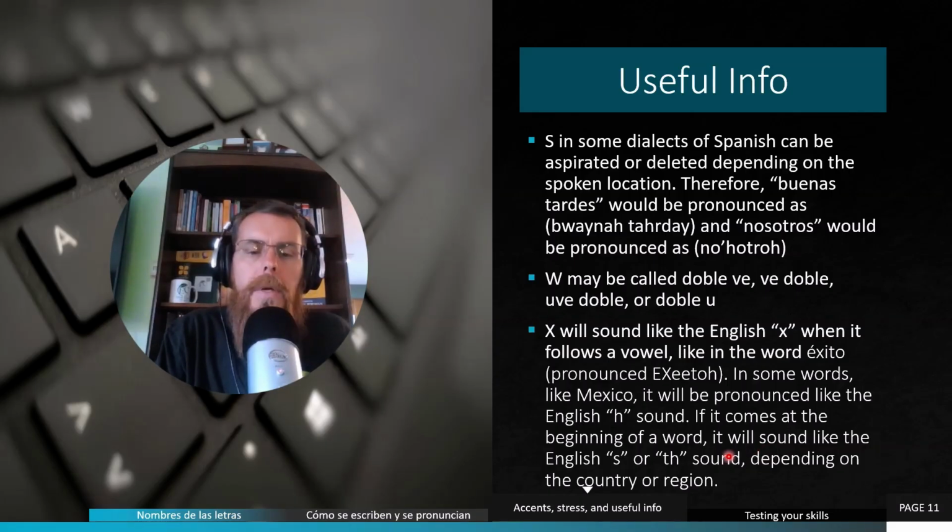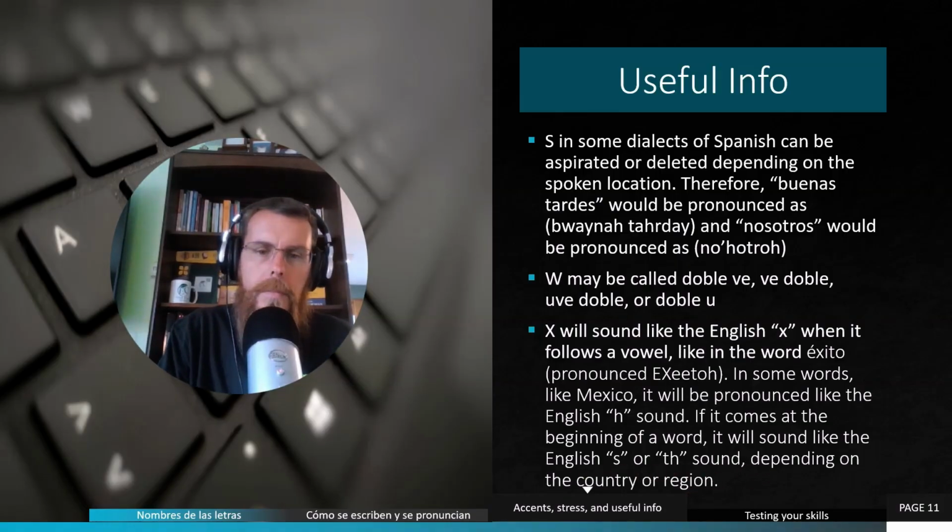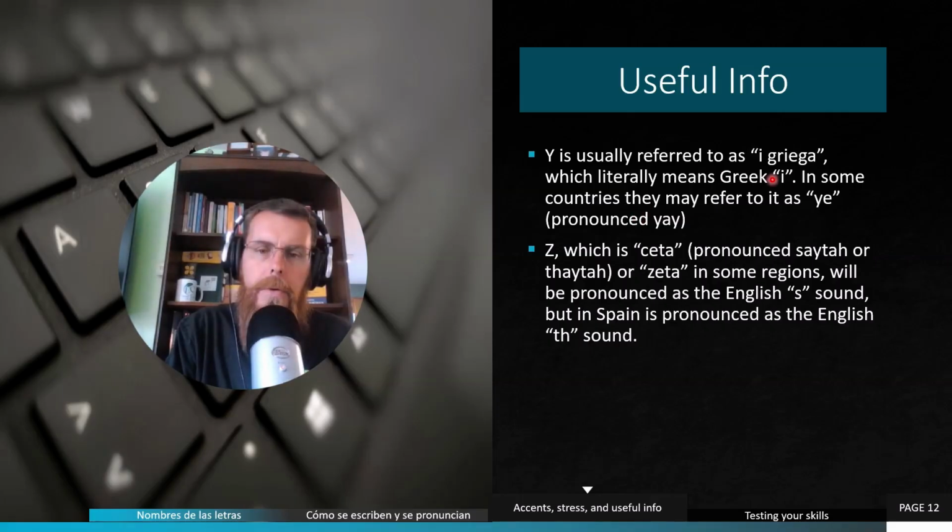Alright, so if X comes at the beginning of the word, it might be pronounced as an S, as in xilófono, depending on where you're at. Y is usually referred to as Y. We already went over this. In some countries, it may also be referred to as Y. But in general, it's called Y, which means Greek I. So I, E, and then Griega, which is Greek.